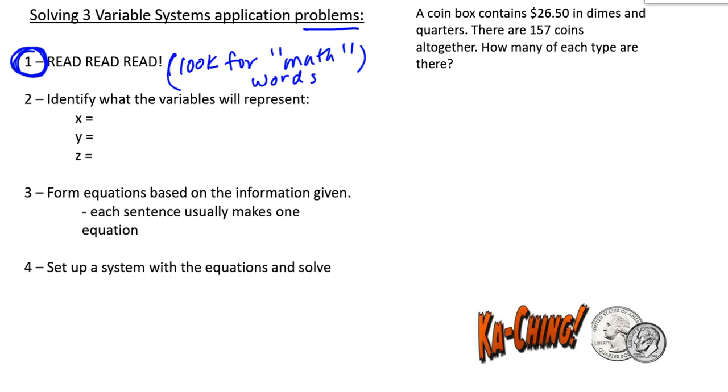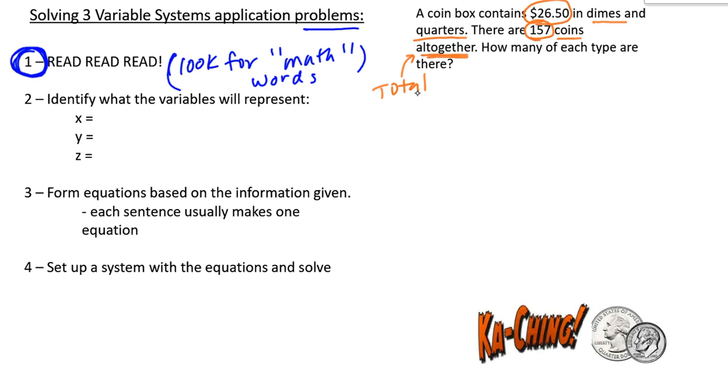So this is our first example. It's a nice simple one, good way to get started. It says a coin box contains $26.50. Okay, that's a dollar amount, that's money, that's math, in dimes and quarters. Okay, we got some money going on. It says there are 157, so there's another number, coins all together. Now it doesn't seem like a math word, but that's actually a math word. That means total.